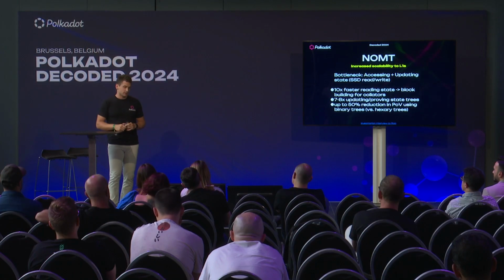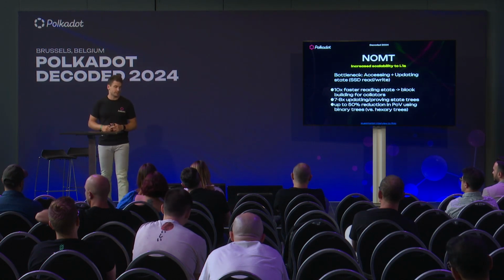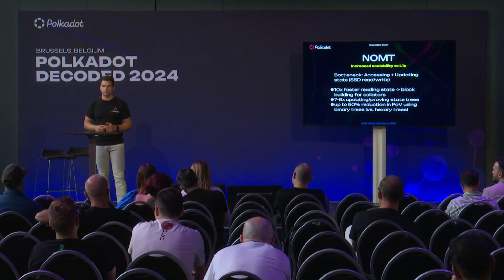for L1s and parachains, and up to 50% reduction in POVs, proofs of validity, which is what layer ones are actually sending to Polkadot to be secured. So it will be a way more efficient system of, again, improving data throughput.